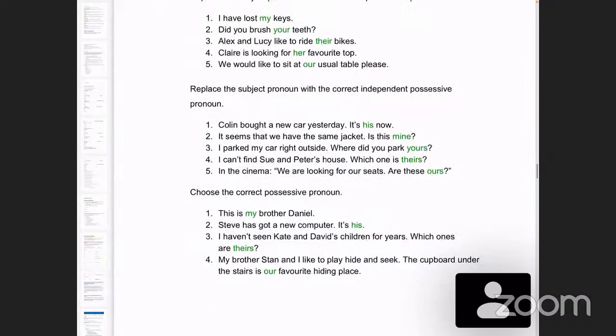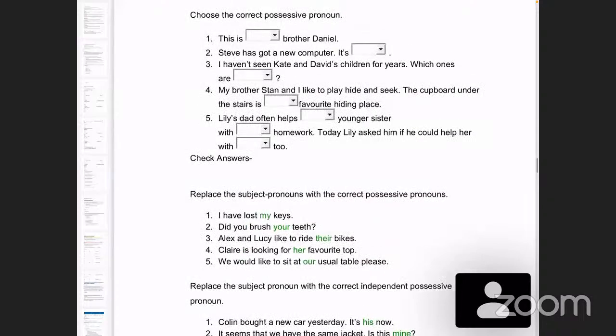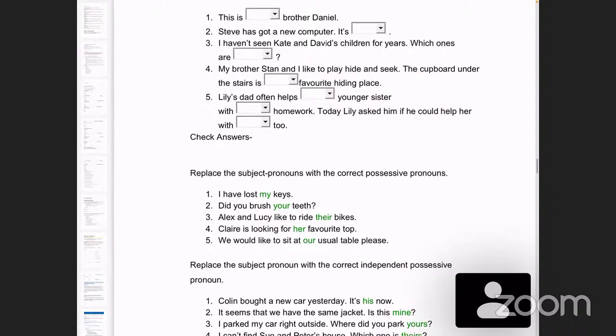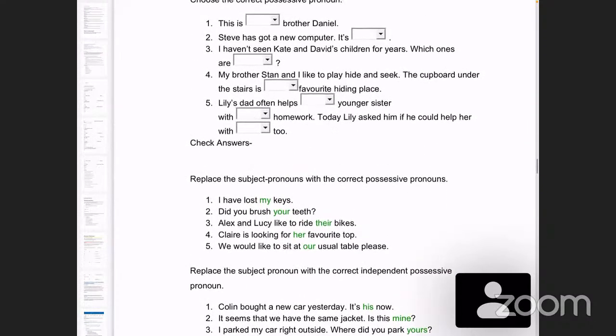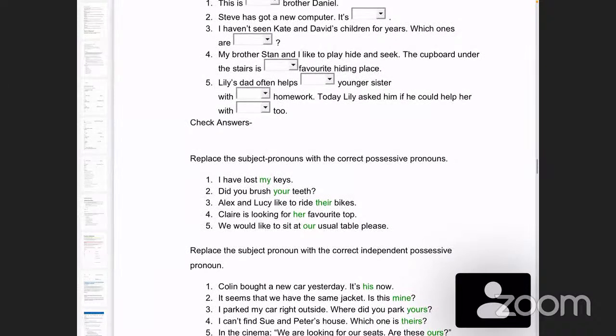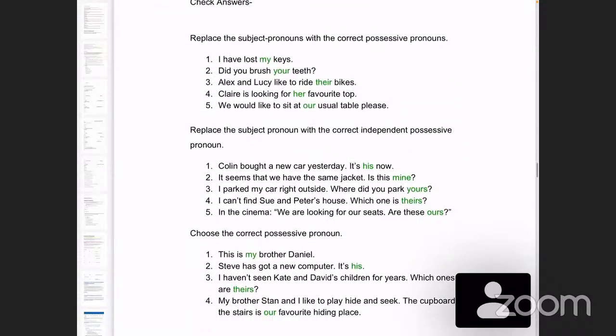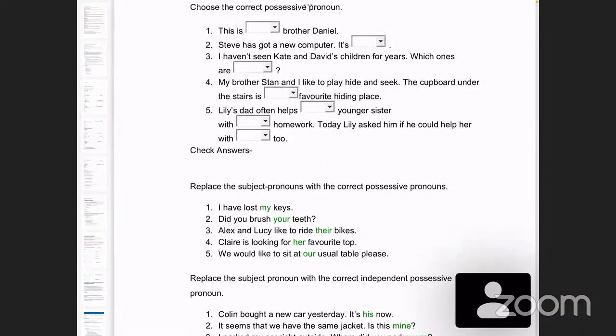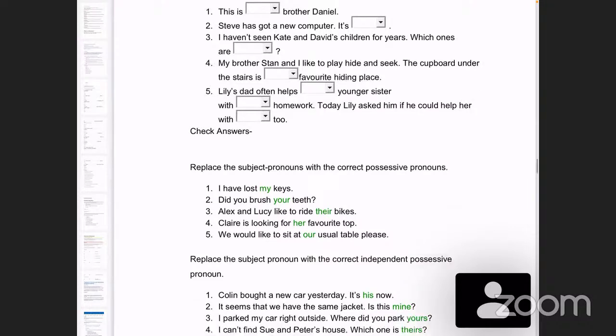This is my brother Daniel. Steve has got a new computer. It's his. I haven't seen Kate and David's children for years. Which one are theirs? My brother Stan and I like to play hide and seek. The cupboard under the stair is our favorite hiding place. Lily's dad often helps her younger sister with her homework. Today, Lily asked him if he could help her with hers too.